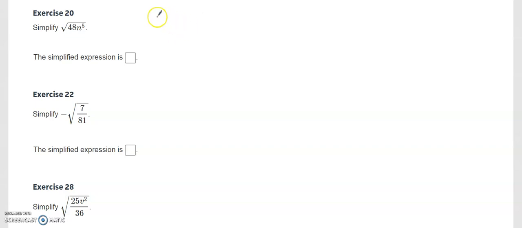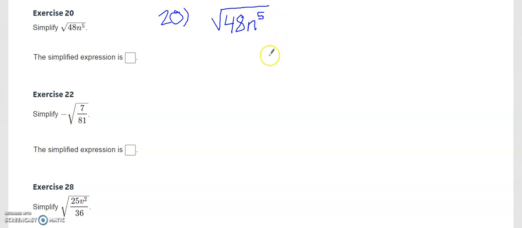Let's start with number 20 right here. So here's 20, and remember, I'm trying my best to write on this little pad, whatever it's called. It doesn't work very well, so please forgive me if it looks pretty bad. Okay, this says to simplify the square root of 48n to the fifth. So first we write out the expression exactly as it is, the square root of 48n to the fifth power.